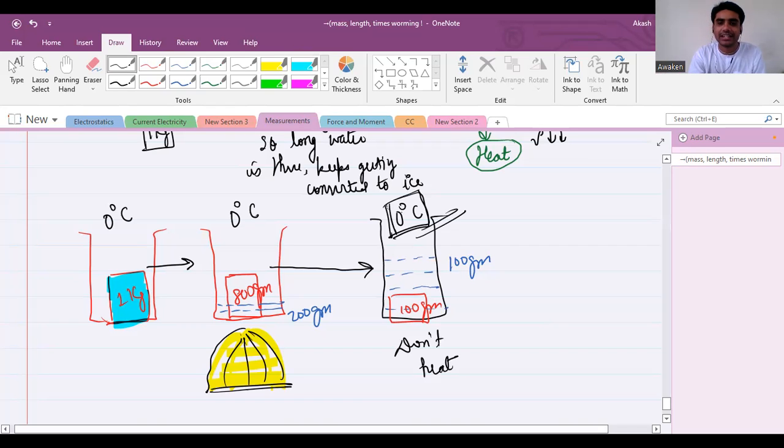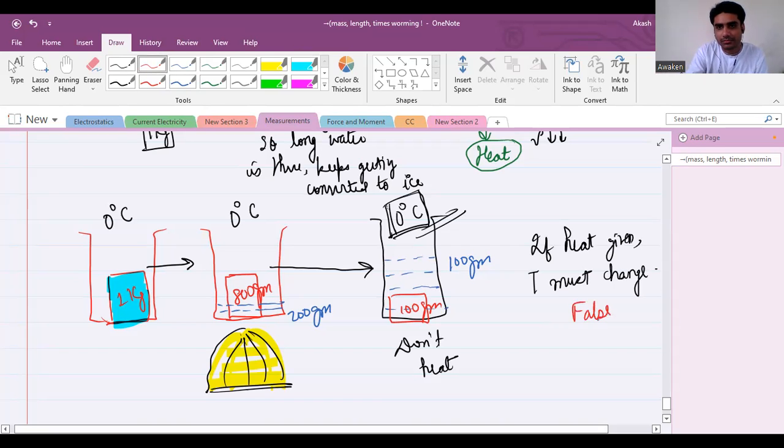If you are giving heat, is it necessary that temperature will change? I repeat my question. Listen carefully. If heat is given, temperature must change. True or false? False. Why? If we take the example of this situation, we are giving heat, but the temperature remains 0 degree. So in any state change, the same thing is going to happen.